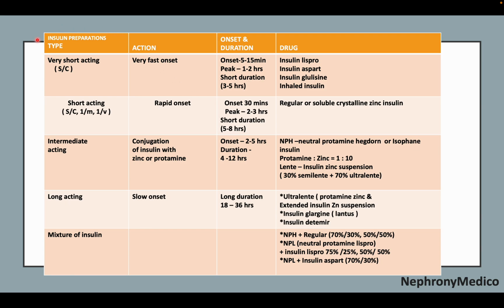Now, these are the different preparations of insulin with their onset and duration and the drugs. Very short acting are insulin lispro, insulin aspart, insulin glulisine, and inhaled insulin. Short acting includes regular or soluble crystalline zinc insulin. Intermediate acting includes neutral protamine Hagedorn or isophane insulin. Long acting includes ultralente, insulin glargine and insulin detemir. Mixtures of insulin may be neutral protamine Hagedorn and regular, neutral protamine lispro and insulin lispro, and neutral protamine aspart and insulin aspart.